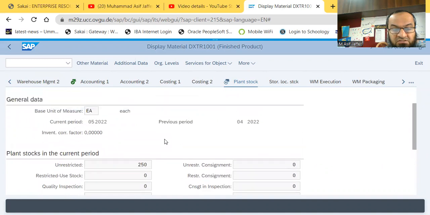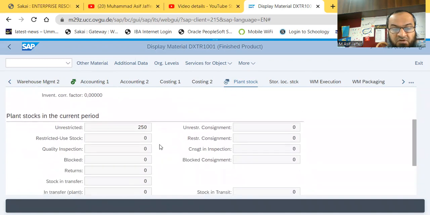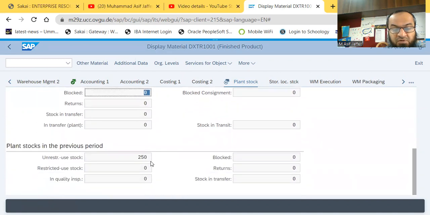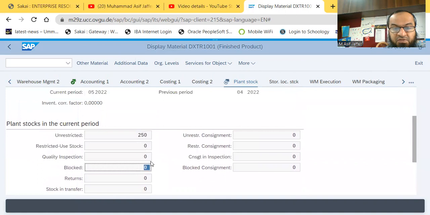So here we see the detail of the stock, the total stock available at the plant: how much of it is unrestricted, how much is reserved, how much is in quality inspection, and how much is blocked. So we can see the distribution of stock available at the plant in terms of its different categories.